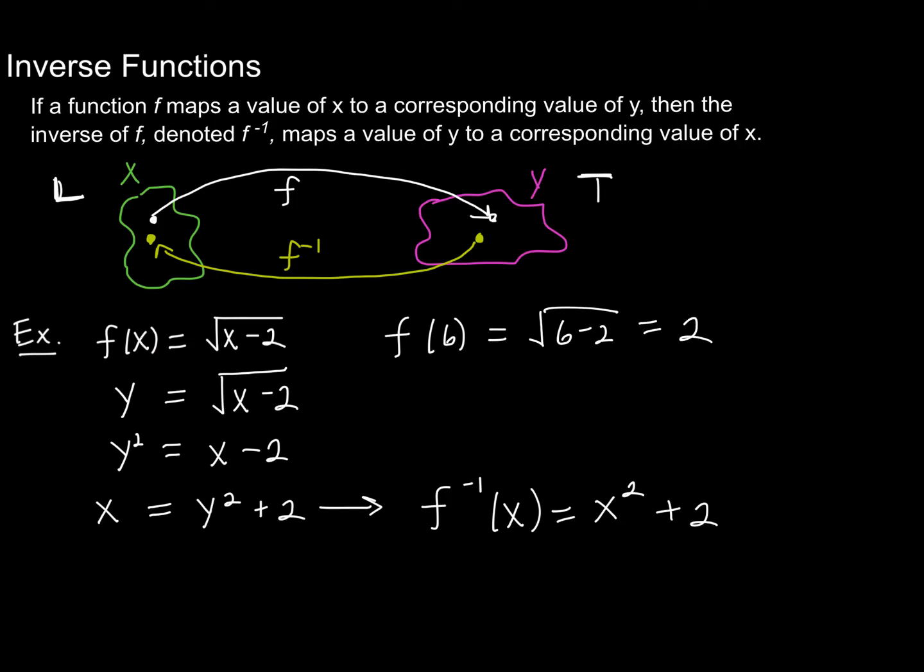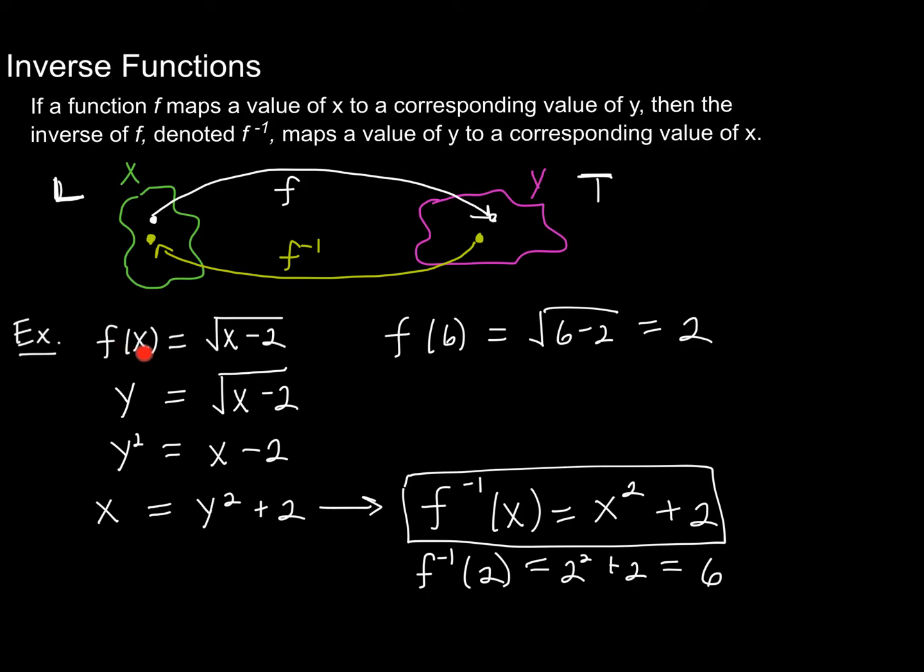So with my original function, I input some value, 6, and that function gives me an output value of 2. My inverse should do the opposite. In other words, I should be able to input a value of 2, and my inverse function should take me back to 6. So let's see if this works. What is f inverse of 2? Well, it's going to be 2 squared plus 2, and that, of course, is 6. So if you didn't believe me, hopefully you do now, that this is in fact the inverse of the function f.